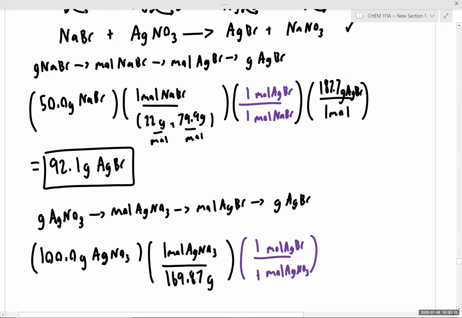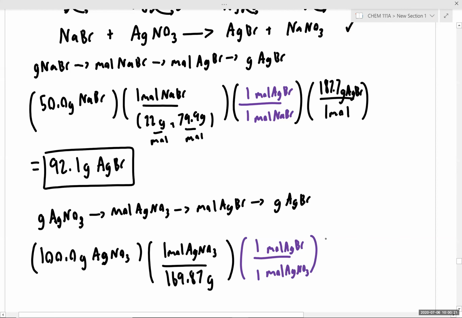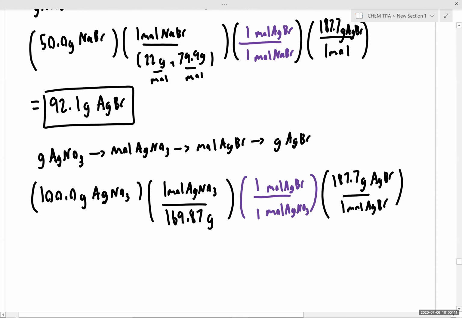One to one again, yep. And just for additional efficiency, if we want to calculate the mass of product, we already calculated the molar mass up here. We know that there are 187.7 grams of silver bromide in 1 mole of silver bromide. So now that we have all this information established, let's punch this into our calculator and determine the expected yield of product if we use up all of our silver nitrate.